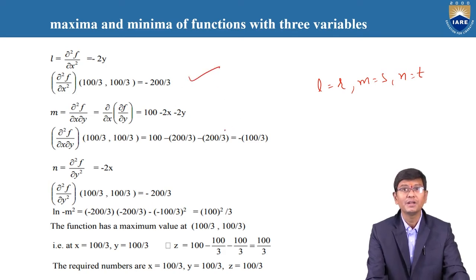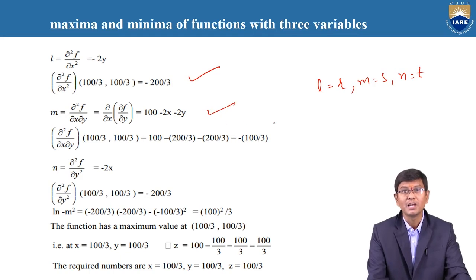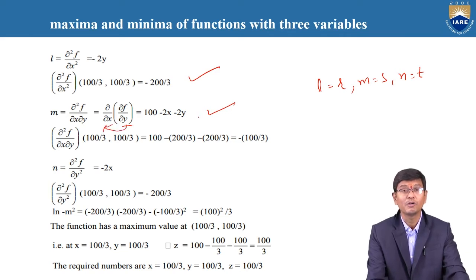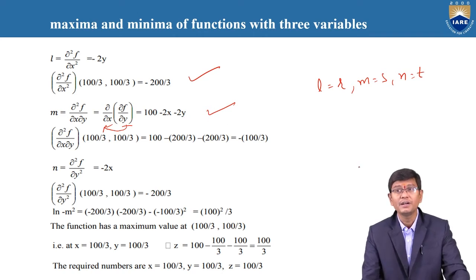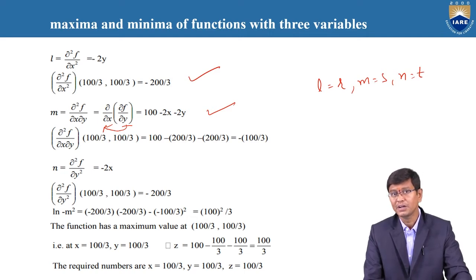Similarly, now we need to find M. M is nothing but s, that is ∂²f/∂x∂y, which is the partial derivative with respect to x of ∂f/∂y, equal to 100 minus 2x minus y. Now we replace the stationary point (100/3, 100/3). After simplification, you get 100 minus 200 by 3 minus 200 by 3, which equals minus 100 by 3.